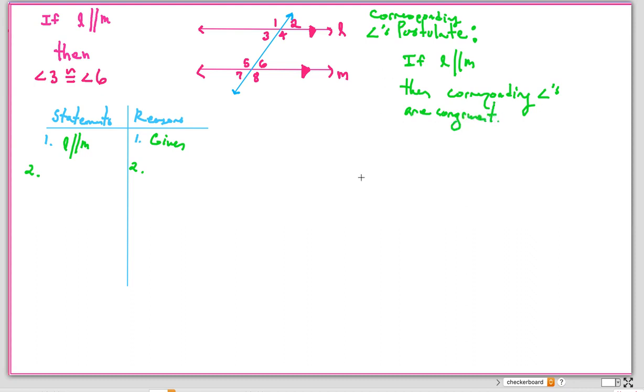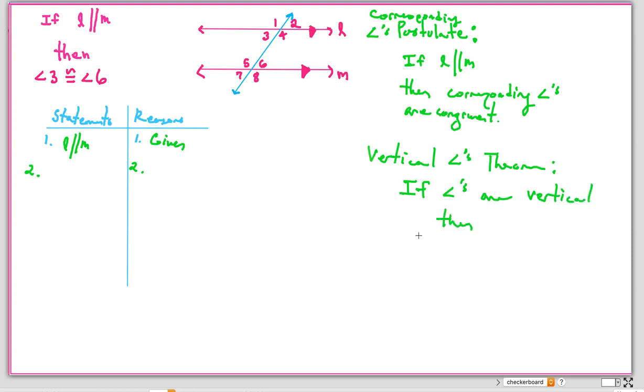And we also have the theorem, which is that vertical angles theorem that we proved in the last video, and we use these two to prove this theorem here. If the angles are vertical, then they are congruent. If angles are vertical, then they are congruent.